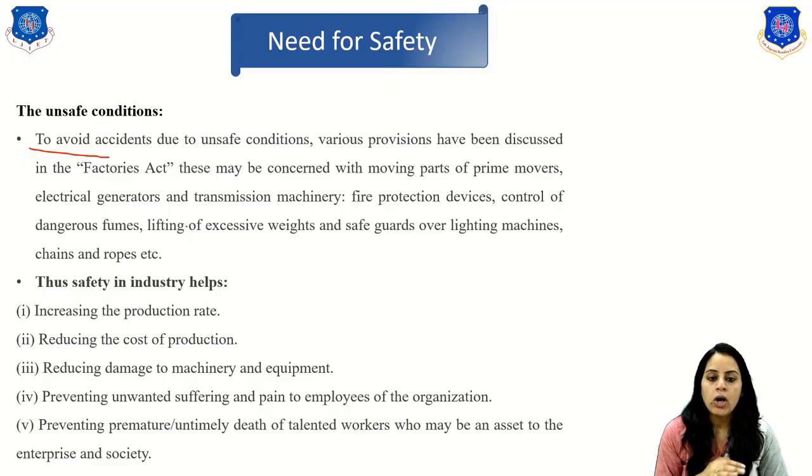So this is all about today's lecture. I hope you all understood about the various safety movements, the need for safety, safety precautions, etc.